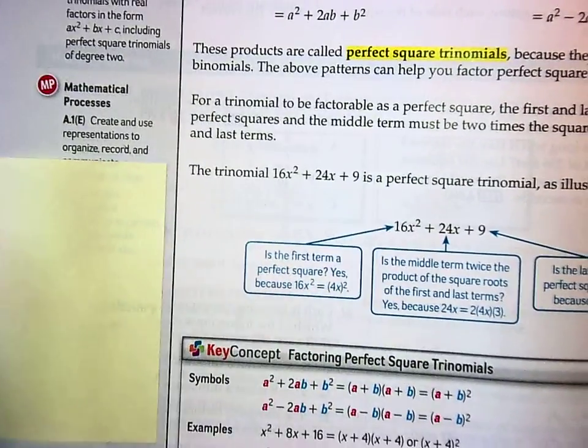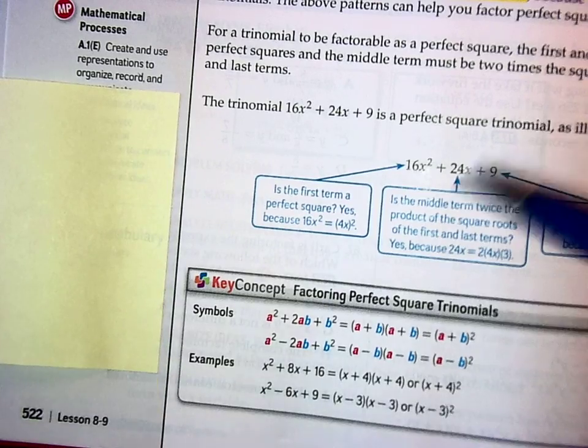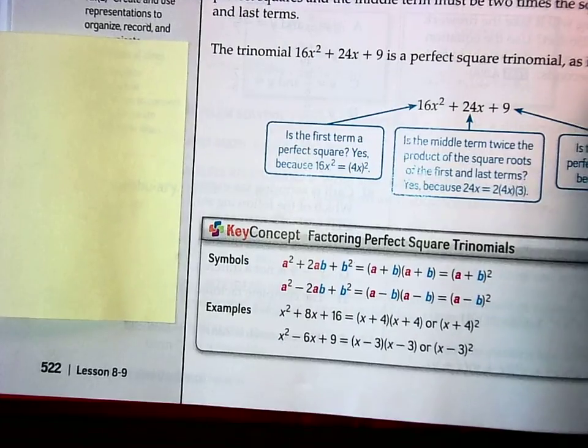Let's take an example. Let's look at what they were talking about, first term, first square, and all that other goodness, graciousness. I can't get it to look right.